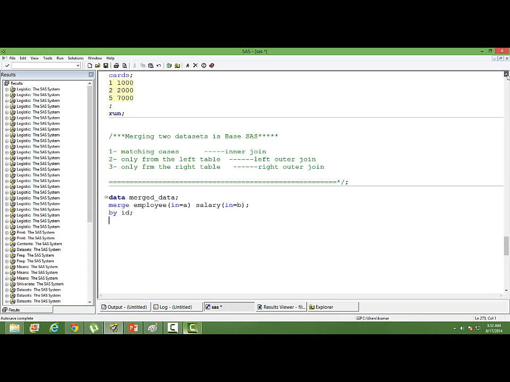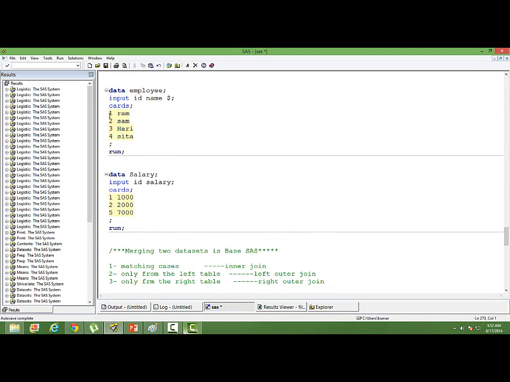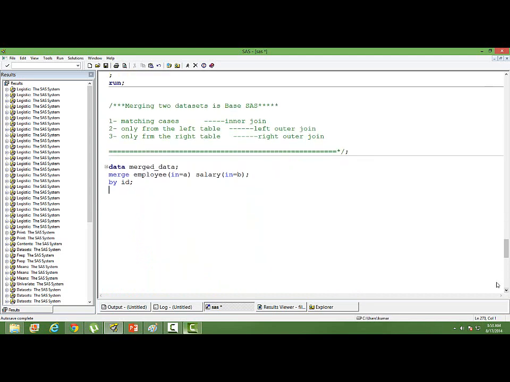If you look at the datasets, how many matching IDs are there in the two datasets? Only two, right? Employee ID 1 and employee ID 2. Both are present in both datasets. But 3, 4 are not present in the second dataset, and ID 5 is not present in the first dataset, the employee dataset. So we expect that in the final dataset we'll have only 2 values. So what is the condition we put? If A and B, that means it has to be there in both the datasets. A means employee data, B means the salary data. So if the ID is there in both datasets, only then will it be there in the merge data, the final data.